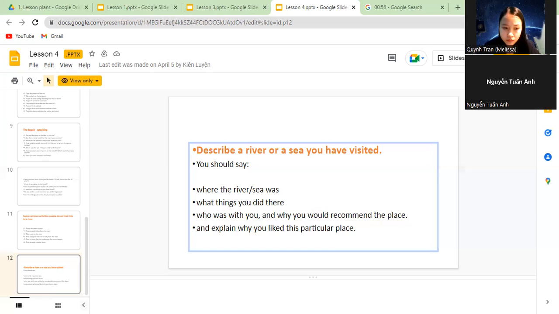And I recommend this place because there we can enjoy the fresh atmosphere and explore the wonderful landscape and beautiful scenes. And I like this particular place because when I go there at the weekend, I can recharge the battery for the new day and provide the energetic motivation and positive emotion for the long study week. Okay.